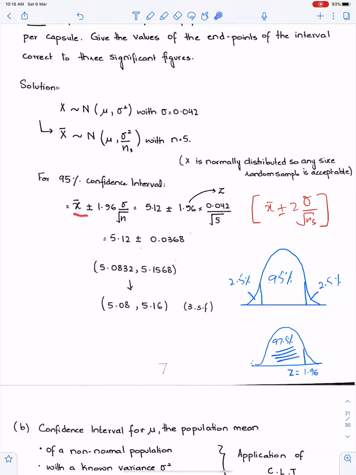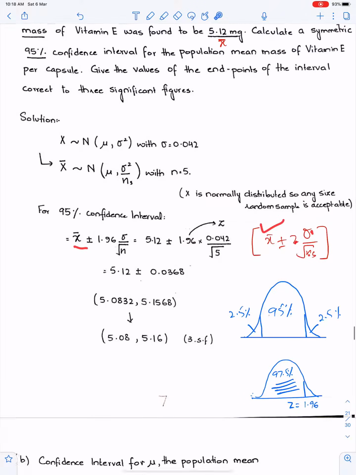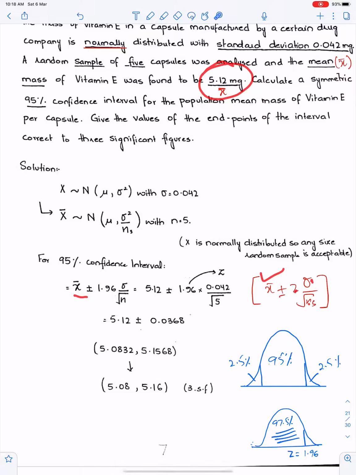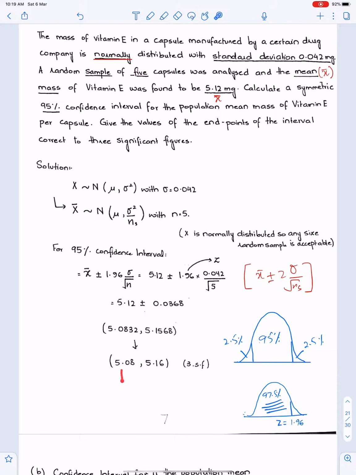So X bar plus minus Z sigma over root n: we have X bar, it is 5.12, Z is 1.96, sigma is given, and n is 5. When you calculate this, one number with the plus sign and the other with the negative sign, you'll get these two values. And this is the confidence interval. This confidence interval means you are 95% sure that your population mean mu lies in this interval.